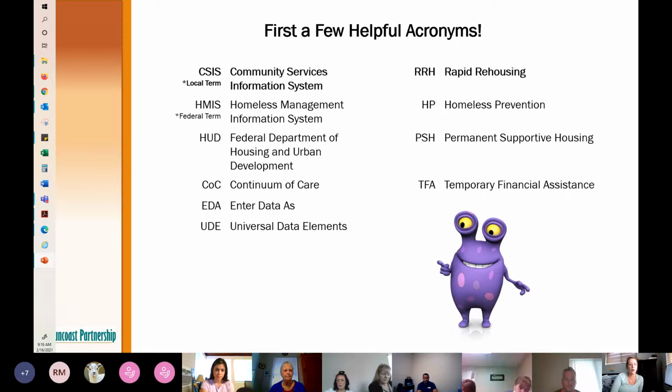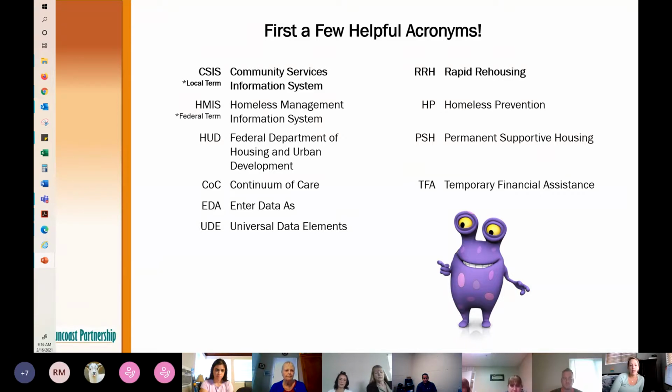HUD is the Federal Department of Housing and Urban Development. This is the federal agency in which most of the federal dollars that come down to provide homeless services are allotted to HUD, and then HUD will allot those funds down to either a state level, county level, or even directly to the service provider. COC is your continuum of care.